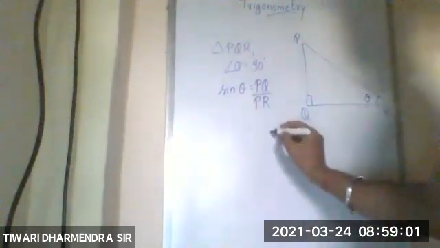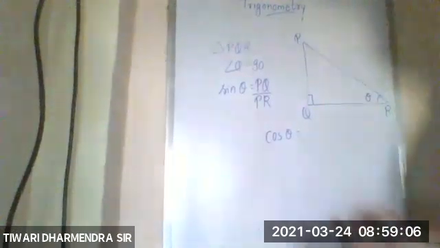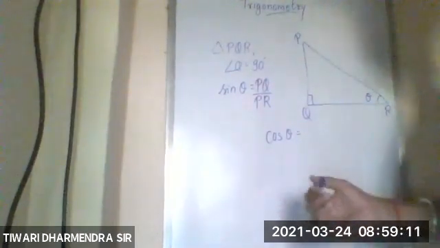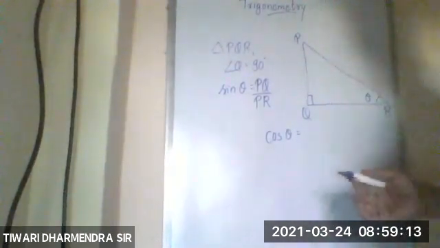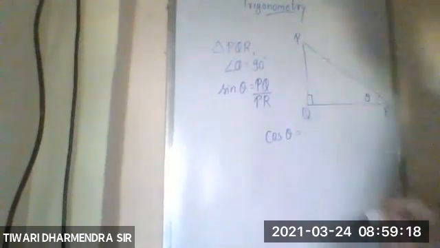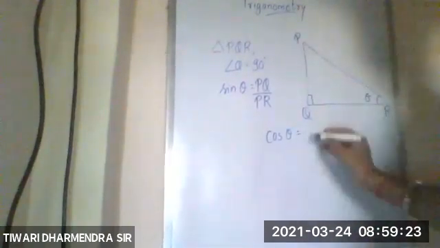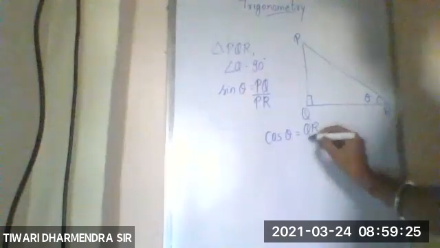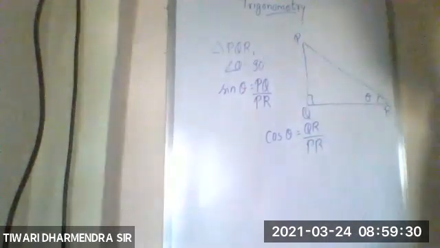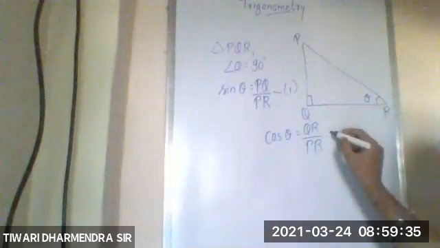Now I will try to find cos theta. Cos theta, what is the formula? Correct. Adjacent to theta upon hypotenuse. As we can see, adjacent to theta is PR as well as QR. But PR is fixed as hypotenuse, so we take adjacent as QR. So QR upon hypotenuse PR. Okay. So we have this as equation 1 and this as equation 2.